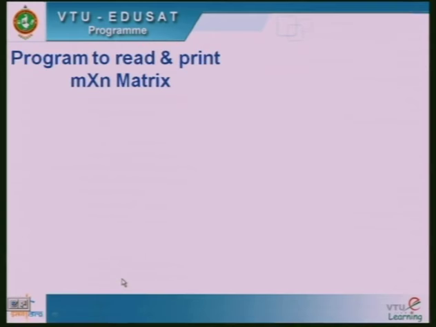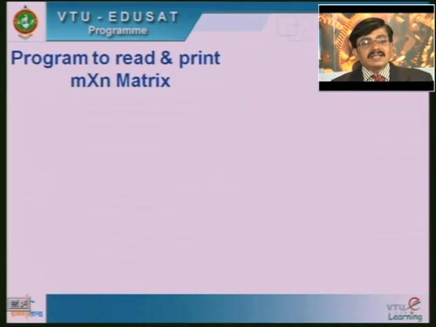Now let's see a program to read and print an m cross n matrix. So what are the necessary initializations and declarations we are supposed to do? In case of reading a matrix of order m cross n, first we should know what is m and n. After knowing that, we have to declare a 2-dimensional array to hold the elements of this m cross n matrix. If the order of the matrix is m cross n, then there will be m into n number of elements.